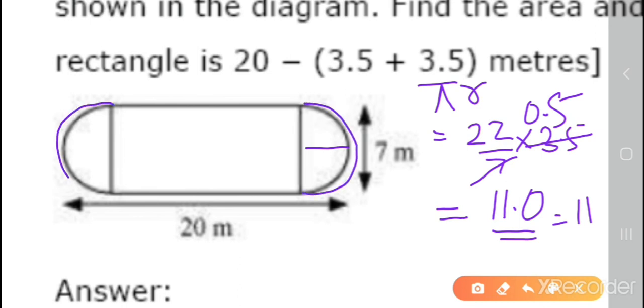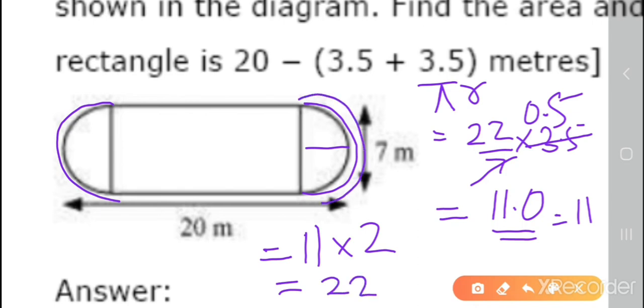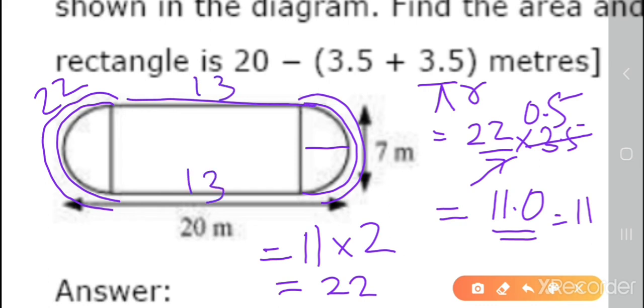For this side also, what should you do? You will do 11 into 2, that is equal to 22. So this part plus this part, how much are you getting? 22. This is 11 and this is 11. So totally I am taking it as 22. Now the length here, I told that it is 13. Here it is 13. So what should you do for perimeter? 13 plus 13 plus 22 together. So you will get the perimeter. That part let us see in the solution first.